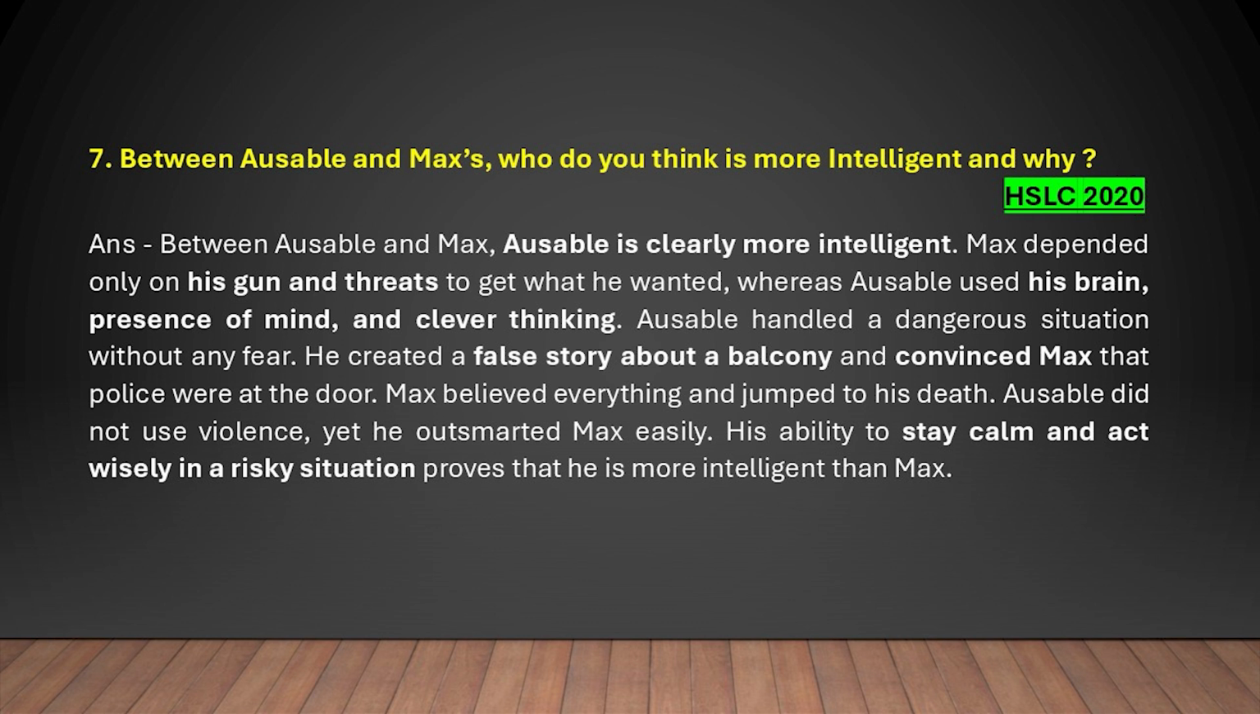Max believed everything and jumped to his death. Ausable did not use violence, yet he outsmarted Max easily. His ability to stay calm and act wisely in a risky situation proves that he is more intelligent than Max.